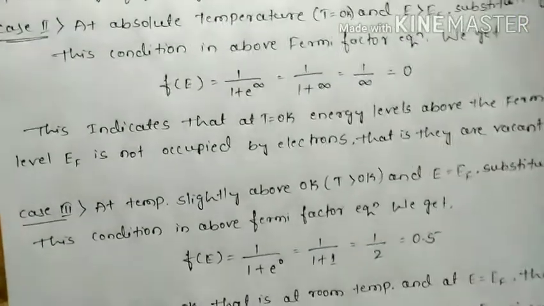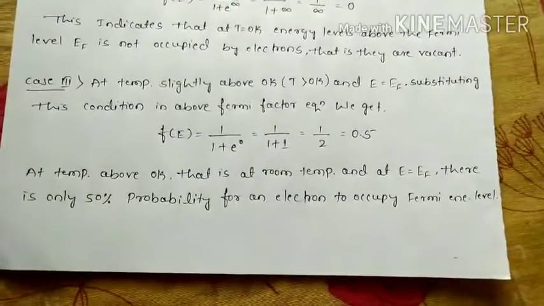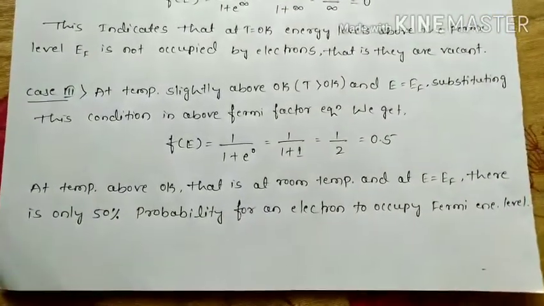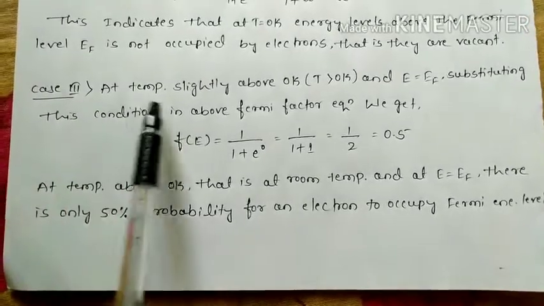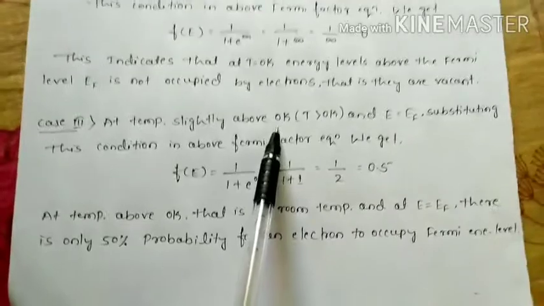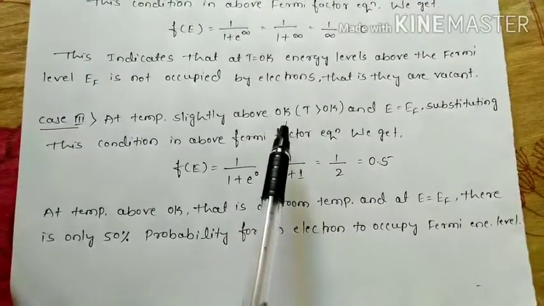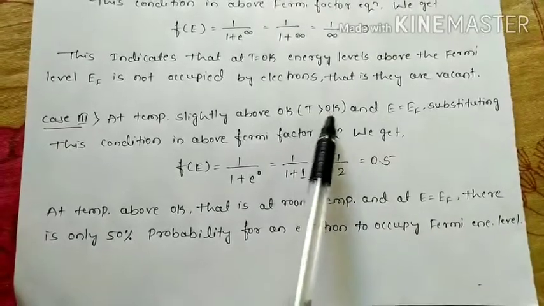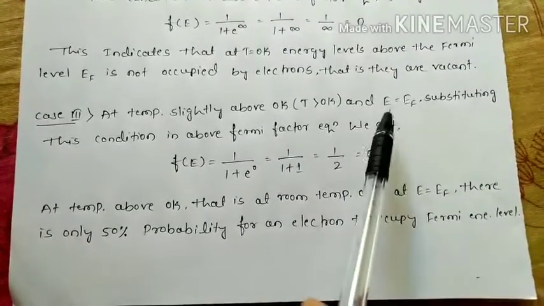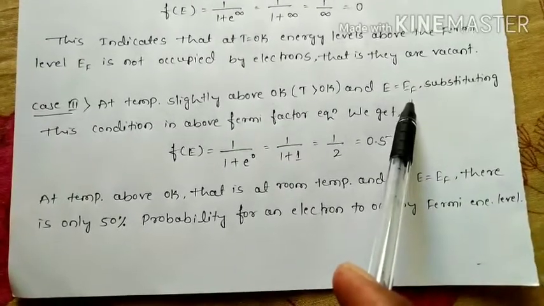Now we will go for case 3. Now what is case 3? Case 3 is at a temperature slightly above 0 Kelvin. In the previous two cases we took the temperature as 0 Kelvin, but here we are taking a temperature greater than 0 Kelvin, and we are taking the energy level which is exactly equal to the Fermi level.